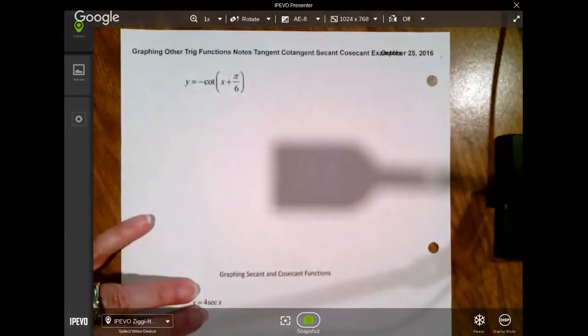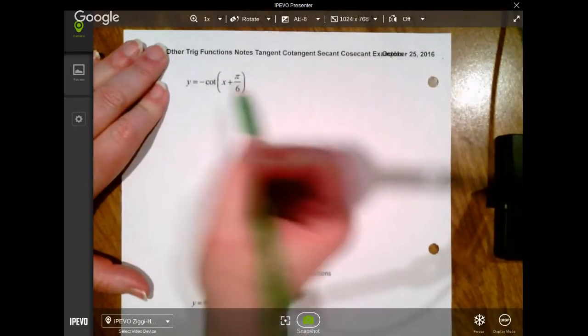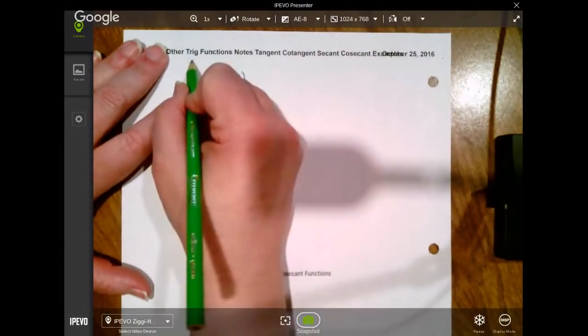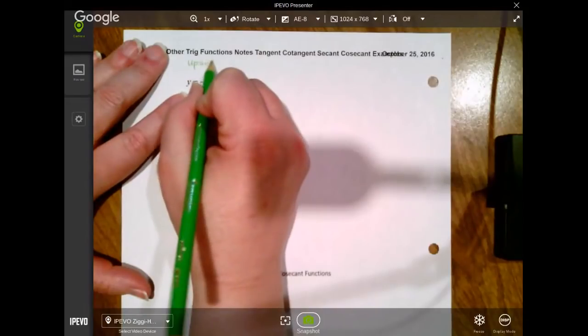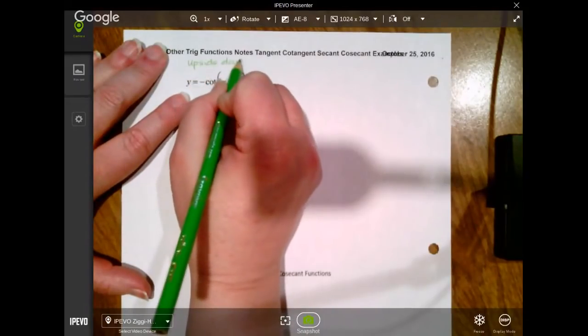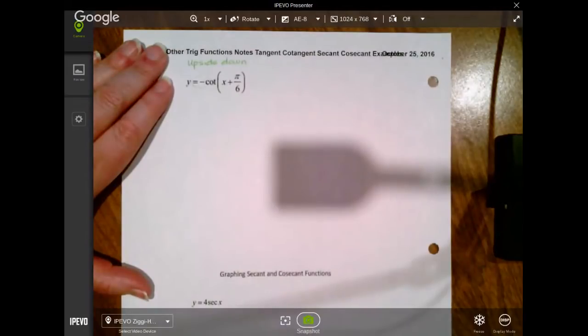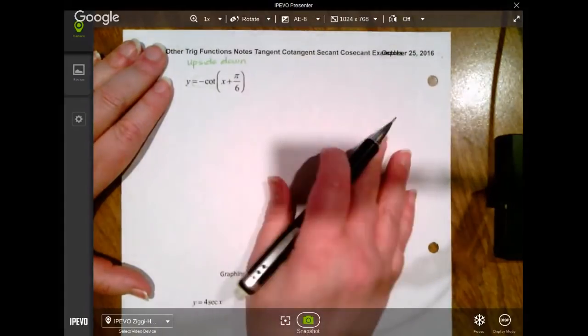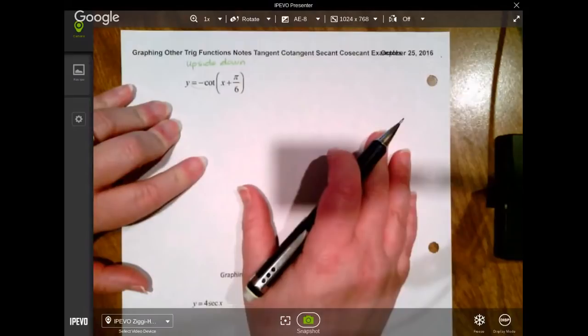Last, a cotangent function here. Let's graph this one. This is a cotangent, but what's interesting about this one is it's negative here. So we've got to remind ourselves that this is upside down. It's reflected because it is a negative cotangent. But the asymptotes will still be in the same spot.